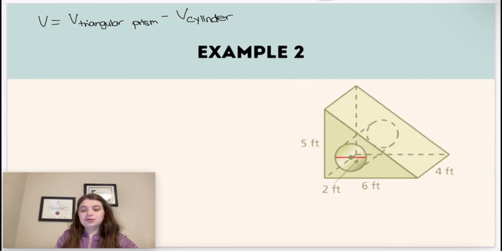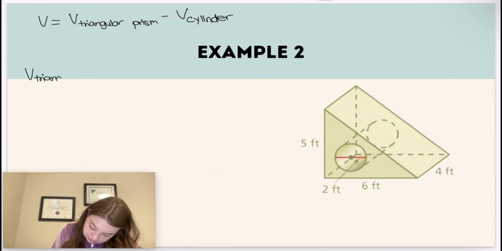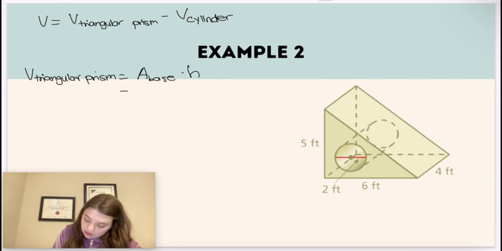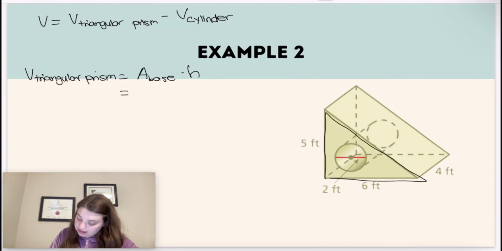Well, the volume of a prism in general is the area of the base times the height. So the volume of the triangular prism is going to be area of the base times the height. And what is the area of a triangle base, right? So what is the area of a triangle base? Well, that would be base times height divided by 2.